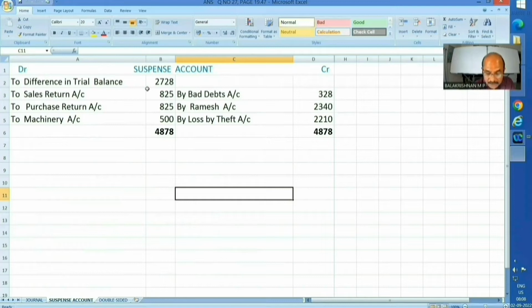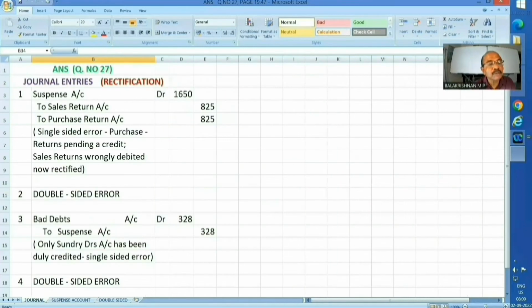One showed excess credit of rupees 2,728. Now, please be careful. When the credit side of the trial balance was more, naturally, the suspense account had to be placed on the debit side to make the trial balance tally. So, suspense account was a debit balance. Hence, difference in trial balance is on the debit side of suspense account. Okay. Fine. Let's just pick up one by one other suspense account entries.